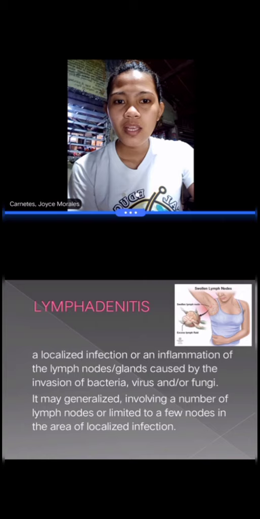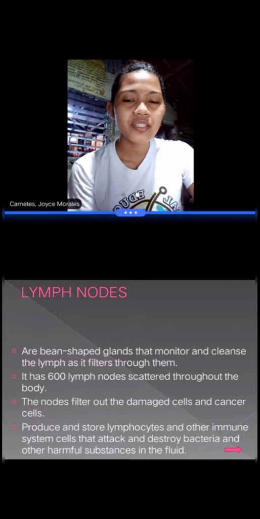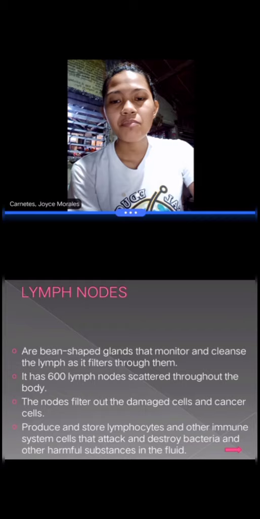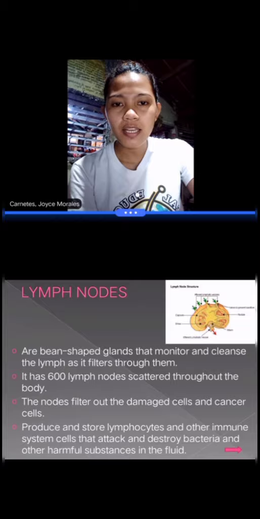The lymph nodes are bean-shaped glands that monitor and cleanse the lymph as it filters through them. There are about 600 lymph nodes scattered throughout the body. The nodes filter out damaged cells and cancer cells, and produce and store lymphocytes and other immune system cells that attack and destroy bacteria and other harmful substances in the fluid. So this is an example of the lymph node structures.